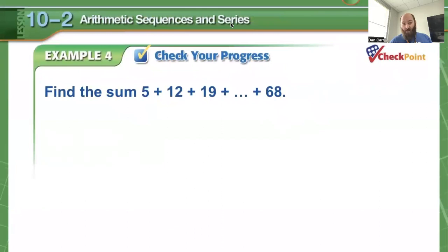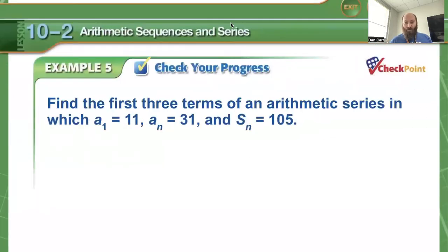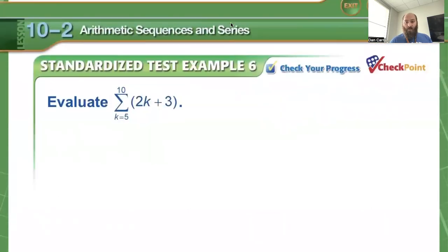Okay, and that is it for today. So feel free to pause it, try this one out, find the sum of these numbers, find the first 3 terms of this one, and let's use our sigma notation to find the sum of this series. Okay, so that's it for 10-2 day 2.